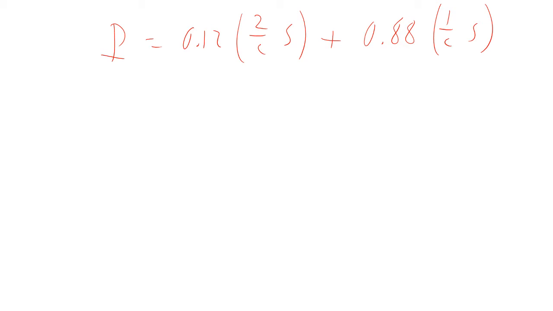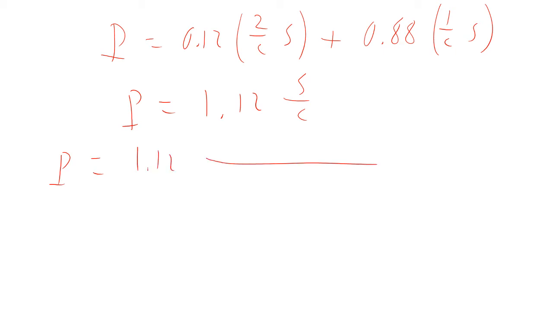So the pressure on the asteroid is going to be 0.12 reflected, so 0.12 times 2S over c, plus 88% absorbed, so 0.88 times S over c. You work that out, and that comes out to be 1.12 S over c. So that's equal to 1.12 times the intensity of the sunlight here, which we said was 1.21 kilowatts per square meter.